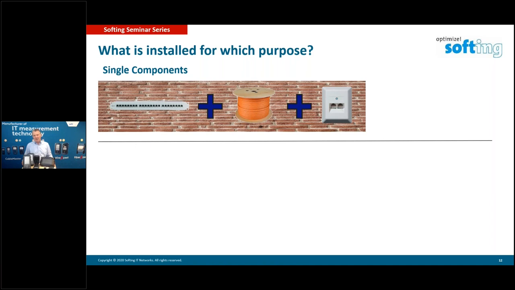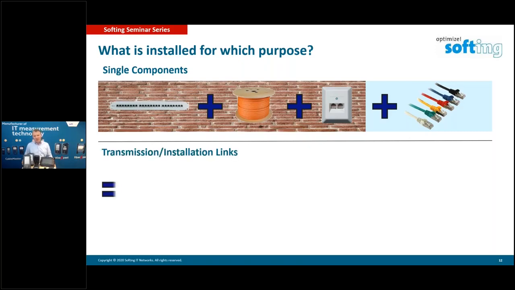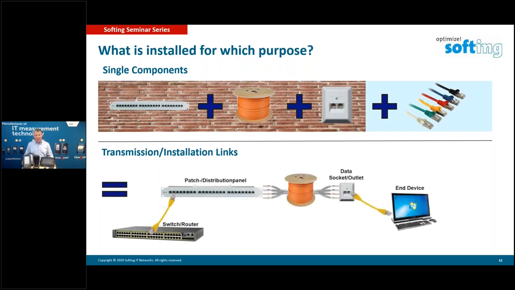In addition to that, what you also need are the patch cables to get the connections from the patch panel, from the outlet to the end device, to the computer, to the router, or whatever. So then it looks like this. We call it the transmission link. The transmission link means you go from the switch, from the router, with a patch cable into the distribution panel or patch panel, then via the cable to the socket, and then through the patch cable to the end device. And therefore, you have the transmission installation link.